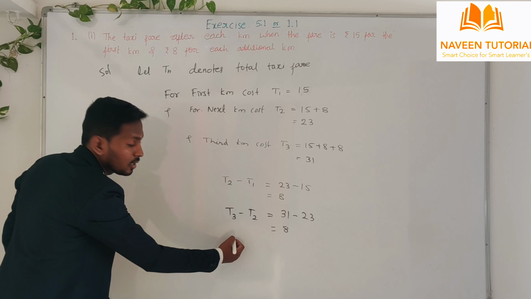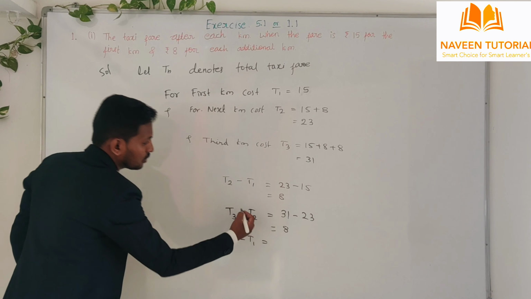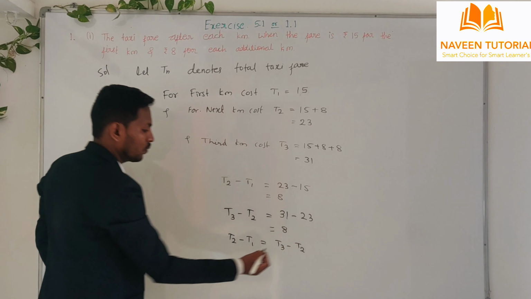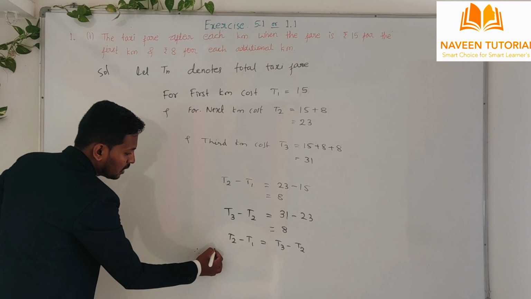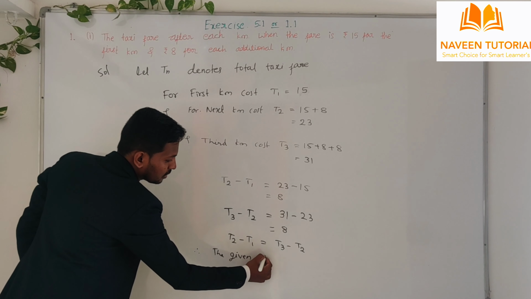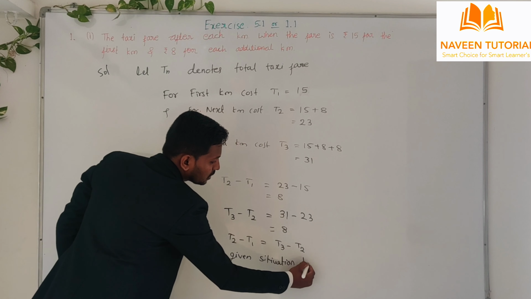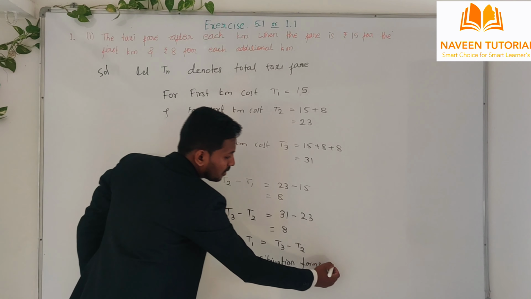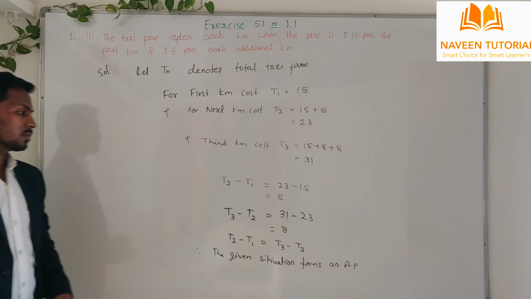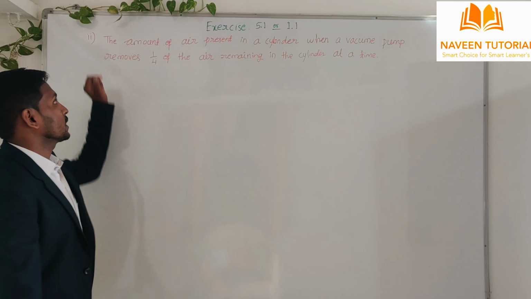So we can write T2 minus T1 is equal to T3 minus T2. Therefore, the given situation forms an AP.